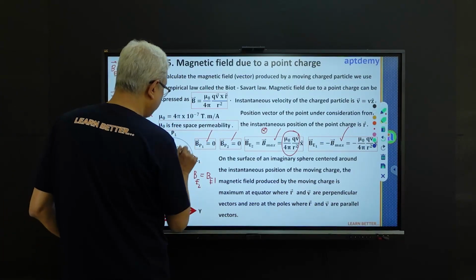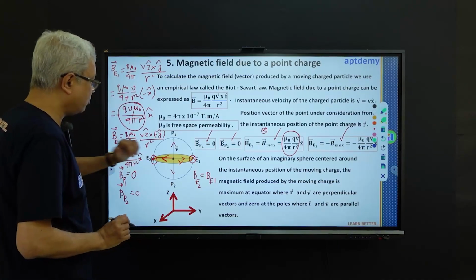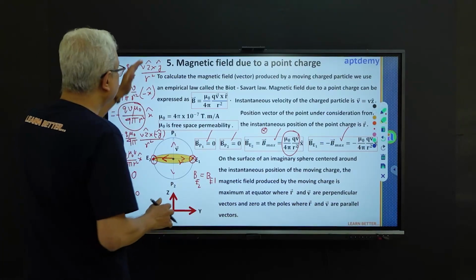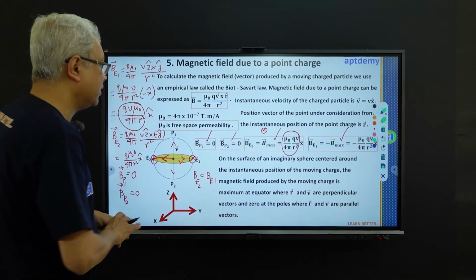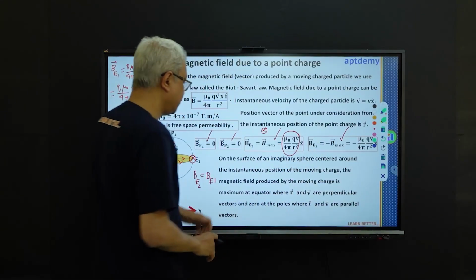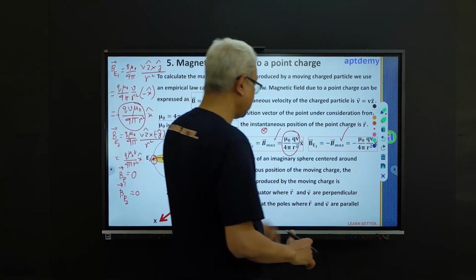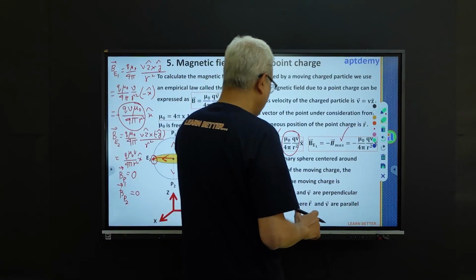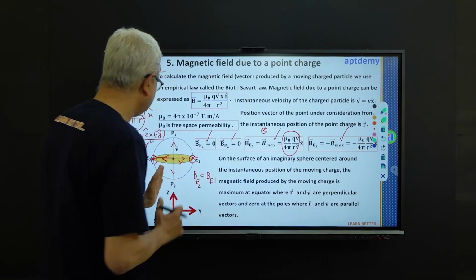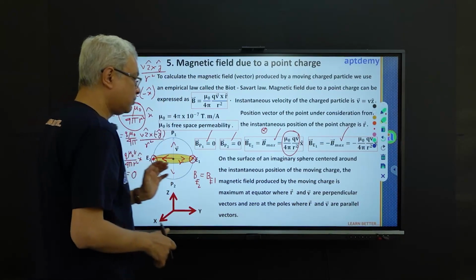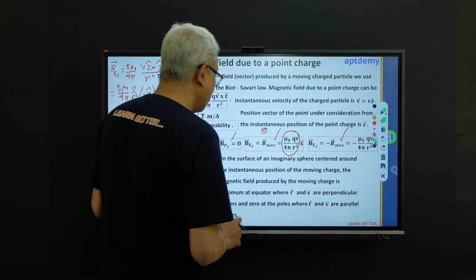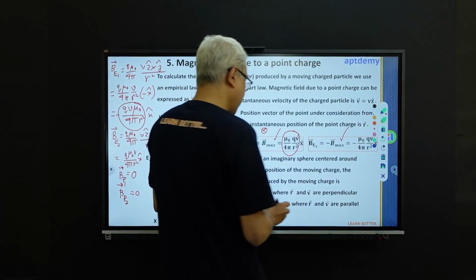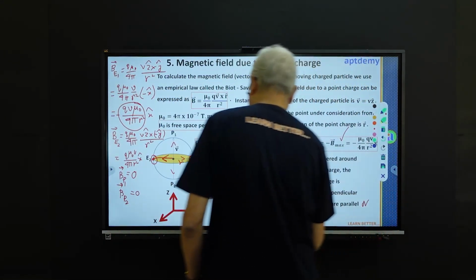At U1 it is into the plane of the board, and at E2 it is out of the plane of the board. And for any arbitrary point, you can calculate using this vector notation. Okay, so on the surface of an imaginary sphere centered around the instantaneous position of the moving charge, the magnetic field produced by the moving charge is maximum at the equator, where R and V are perpendicular vectors, and 0 at the poles, where R and V are parallel or anti-parallel vectors.